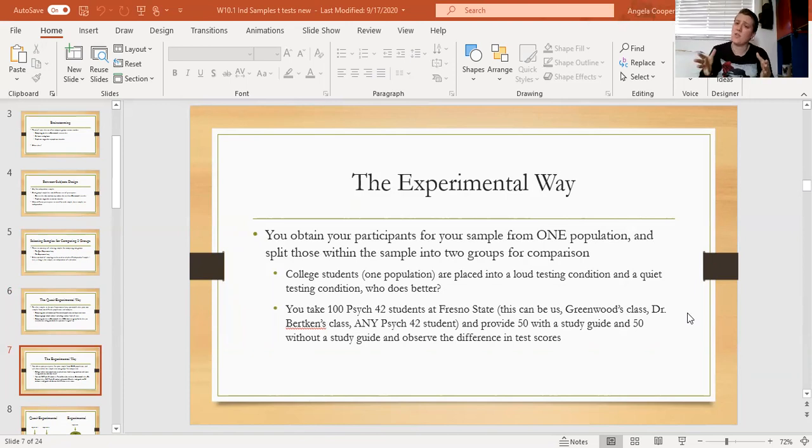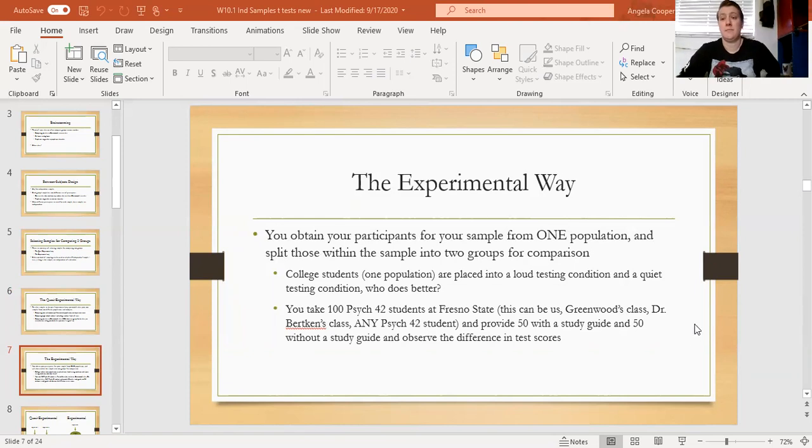However, if I were to put all 80 of my students together, in both of my sections, and then start randomly assigning you to have a study guide or not, that would be the experimental way. Now, instead of having two separate populations, one being my Tuesday, Thursday and the other being my Monday, Wednesday, I just have one population of all my stats classes. And then from the 80 of you, I split the group. I assign you to have or not have a study guide.